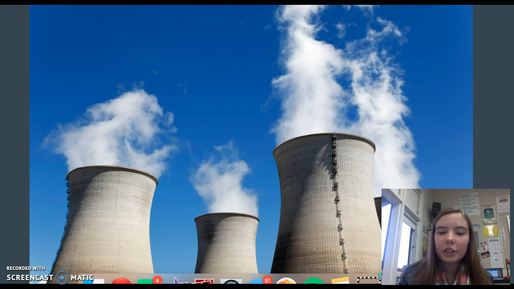And this is a picture of a nuclear energy reactor. These have been known to be kind of dangerous. There's been accidents with these in the past. And as you can see, they're very big, and it looks like they're exuding quite a bit of steam or pollution or something. But yeah, that's just a picture.